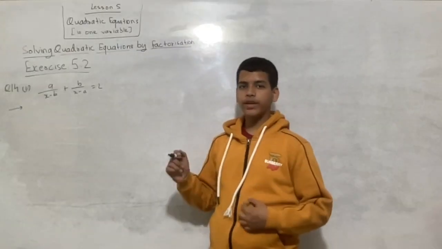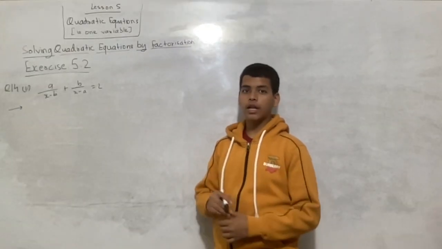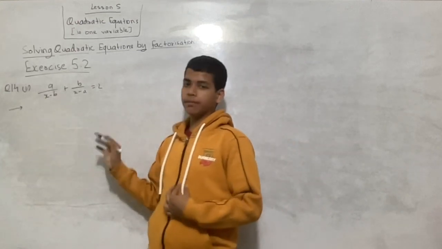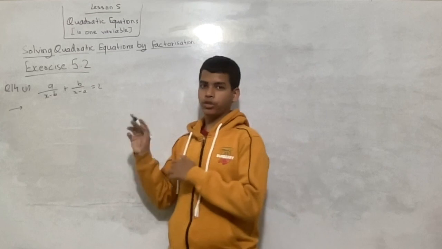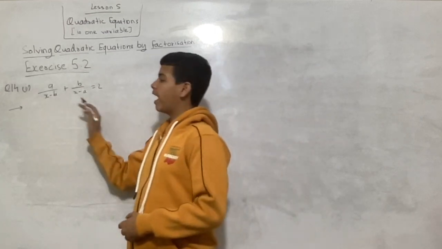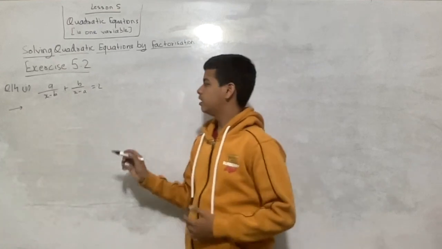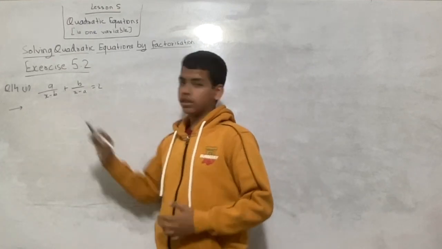So here we have a little more tricky question. Now in this question they have given us a by x minus b plus b by x minus a is equal to 2. Now you will say how we will add them. So we can add them by using the LCM method. So we can take a common denominator, and there is nothing here.